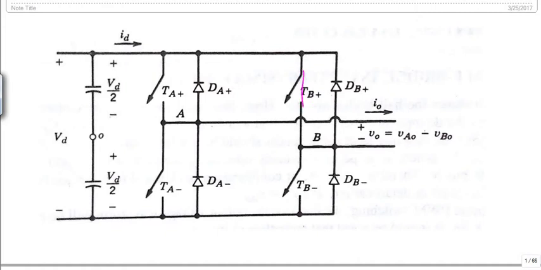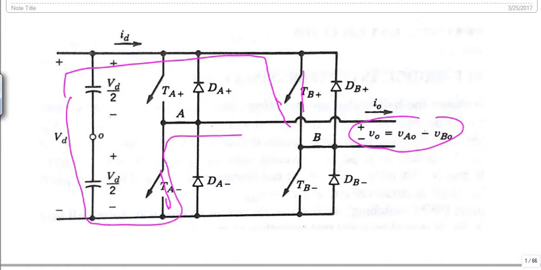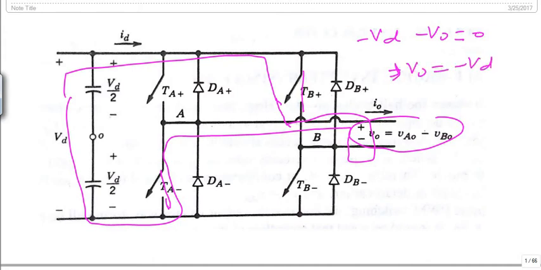This TB plus is on and this TA minus is on. So what will be the value of this V naught? We will take this as a loop, so by using here this is minus VD and minus V naught, this must be equal to 0. We will use KVL equation in this loop, so we will get V naught equals to minus VD.